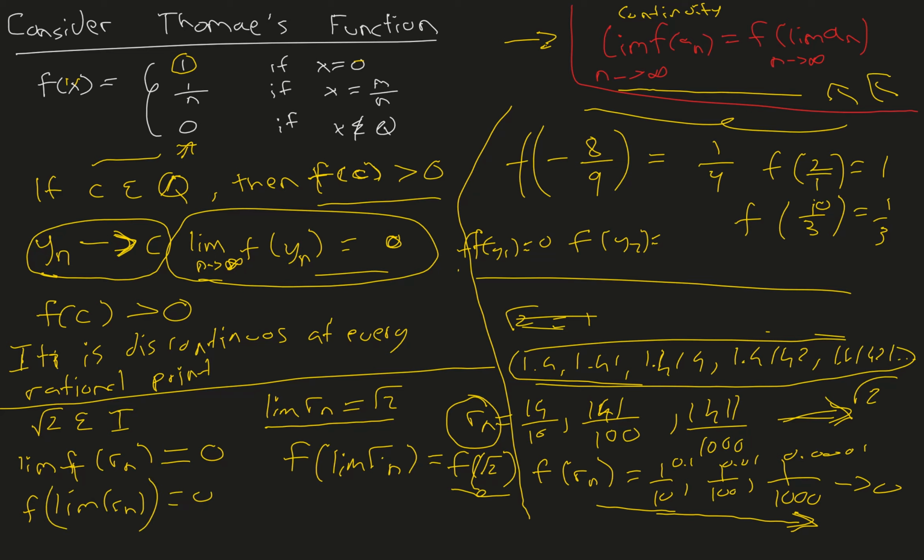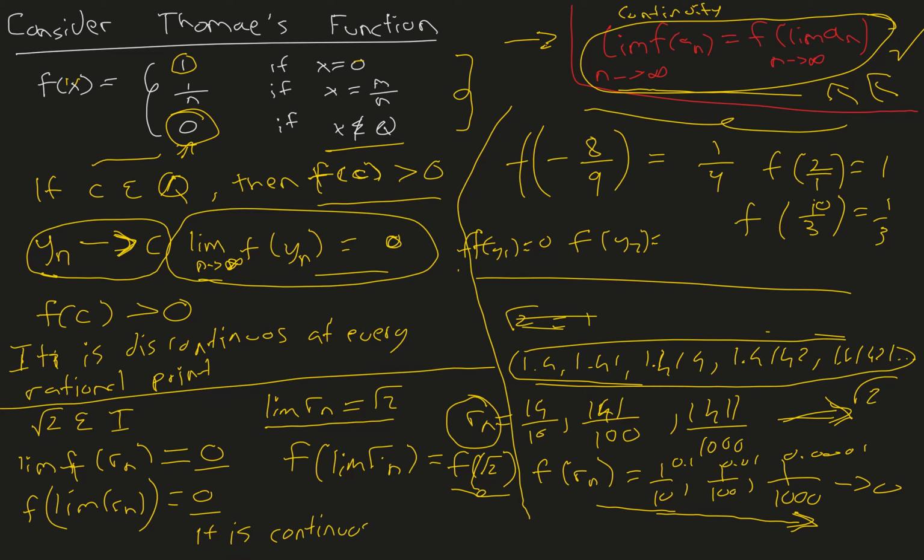Why do we have f of root 2 equal to 0? Because remember, this function is defined such that all irrational numbers, all numbers which are not rational, are mapped to 0. So f of the limit of Rn, which is f of root 2, is equal to 0. The left hand side and right hand side are both equal to 0, so this statement holds and is true. Therefore this function is continuous at root 2.